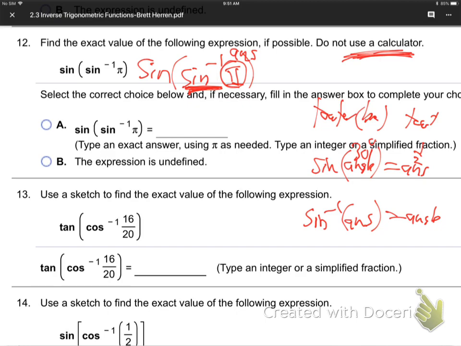Okay, so we got that straight first off. Pi is like 3.14. It's not 180 degrees. It's not an angle at all. It's not an amount of opening at all. It's not an angle. It's being put into sine inverse. Right? So, it's 3.14. Okay, so what?